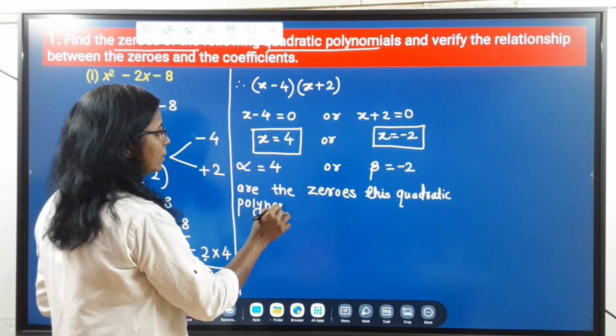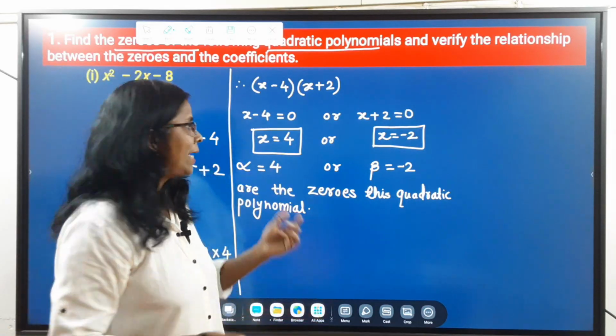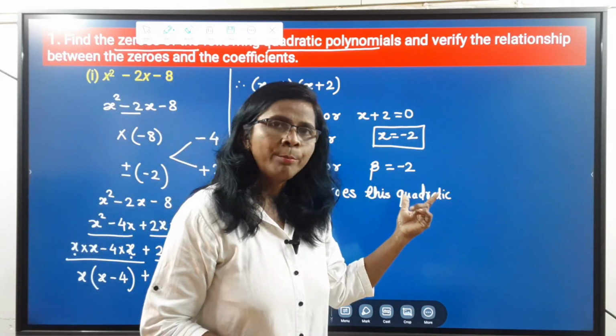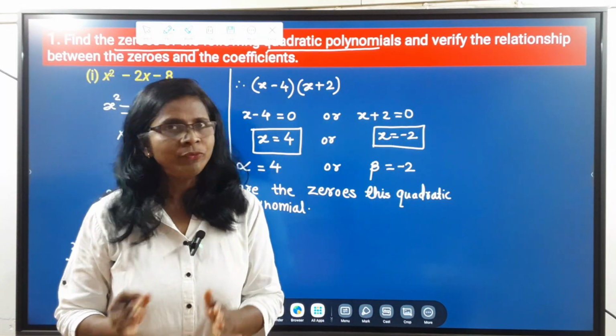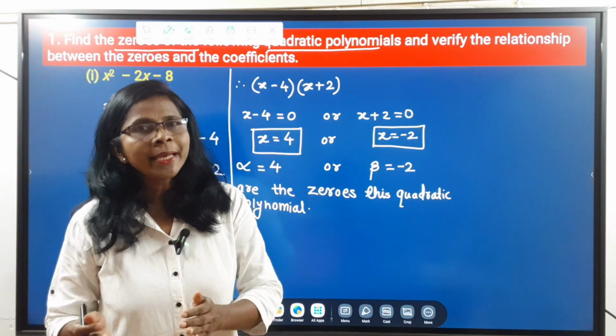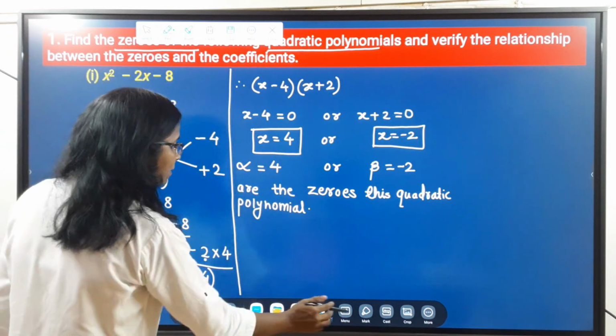So now here, students, we got the zeros of the given quadratic polynomial as alpha is equal to 4 and beta is equal to minus 2. Alpha will be the first zero of this quadratic polynomial, and beta is the second zero of this quadratic polynomial. Okay, students, that first part is over.